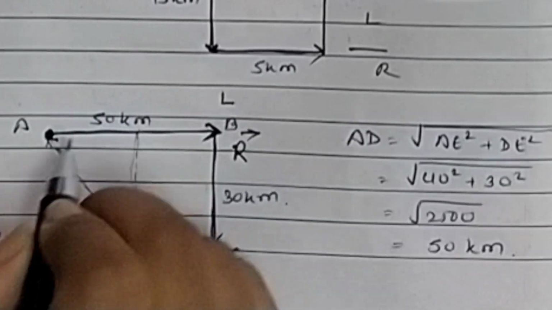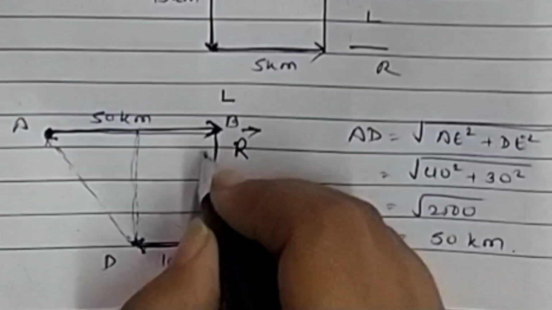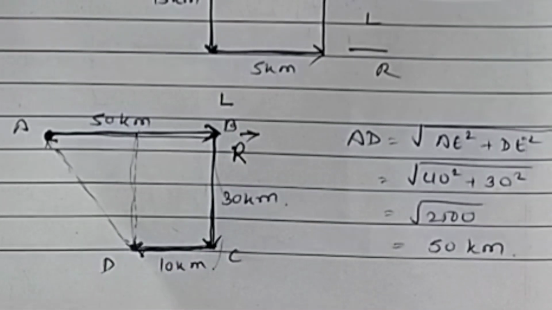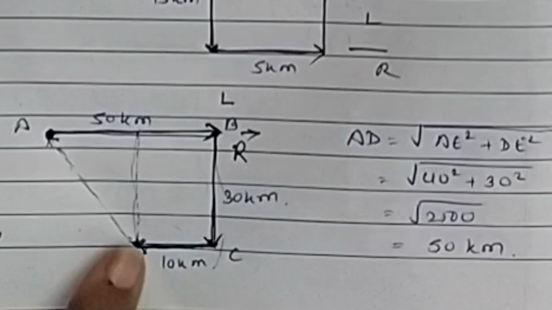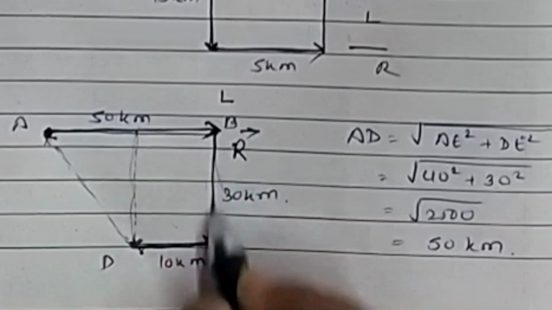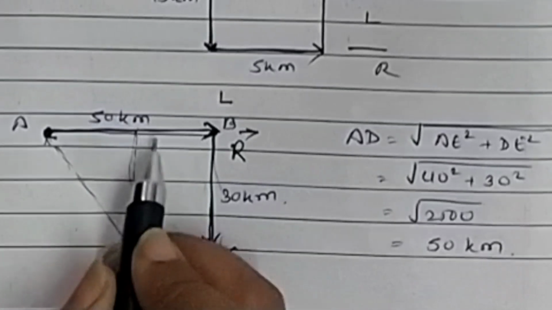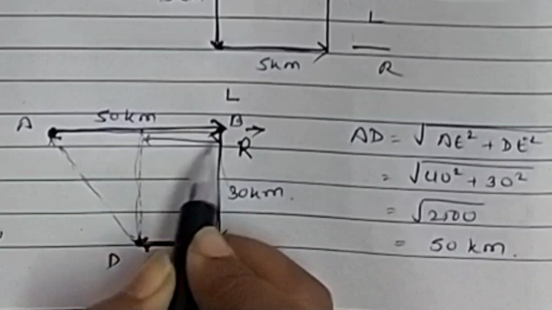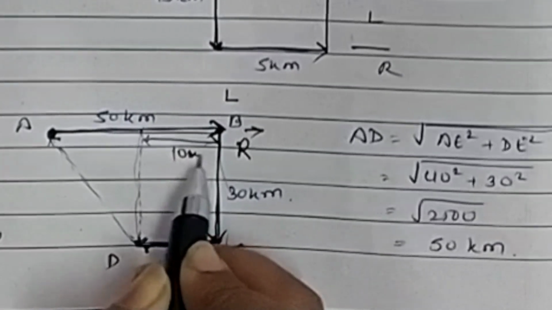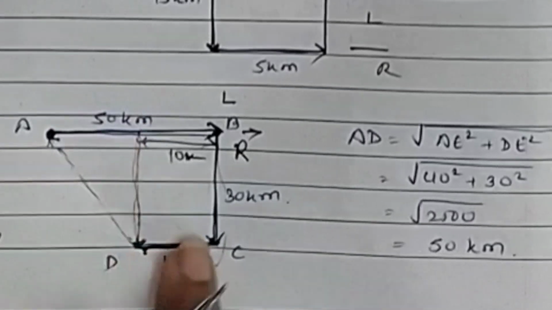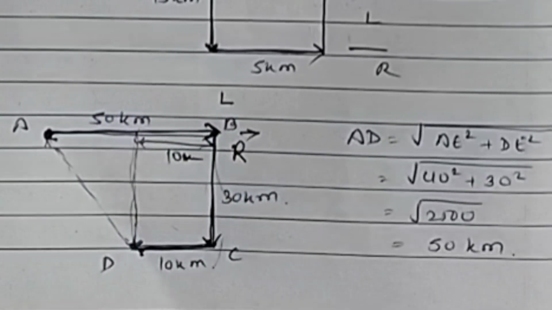So we know the distance between these two points and these two points. So it is very easy for us to find the distance between A and D. We have seen that this is parallel. Everything is going parallel, so the distance will be 10 kilometers. And if we join these points, then this distance will be equal to this distance, which is 30 kilometers.